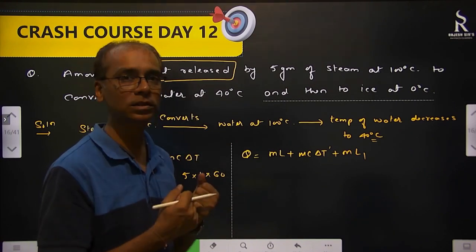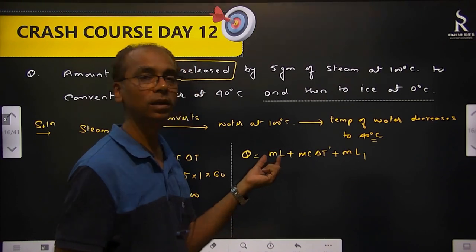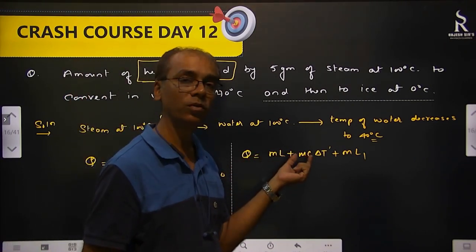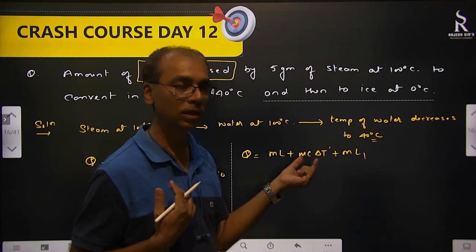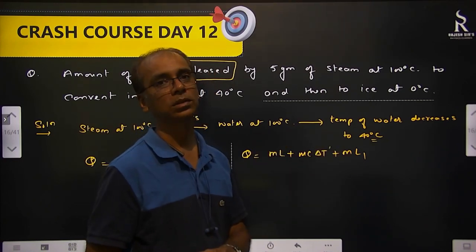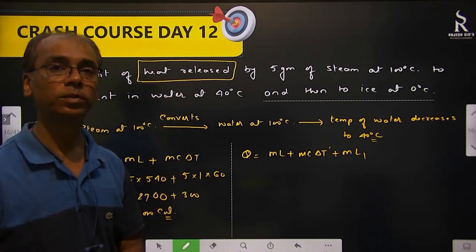So take means again heat is released by the system. Here also released when steam converts into water, releases. When temperature of water you are decreasing, then also it is releasing. And when water you are converting into ice, then also system is releasing heat. So that's why the total question is amount of heat released.